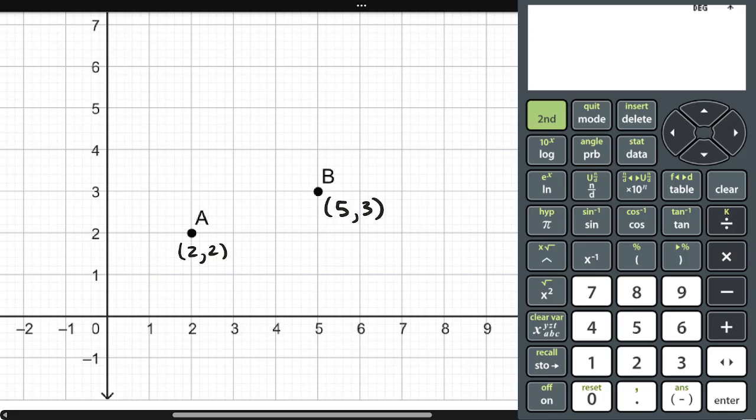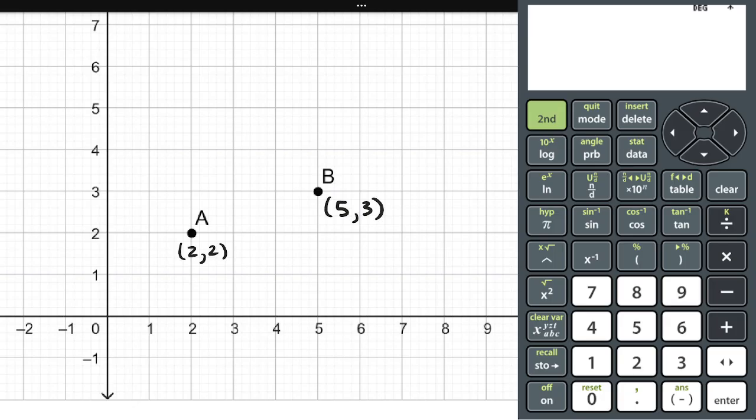We can see the slope in 2 different ways. From this diagram, we can clearly see that we have a rise, right? The rise here is 1. We can also see that we have a run, and the run is 3 units. So looking at this slope triangle, we see we have a positive 1 for the rise and a positive 3 for the run.